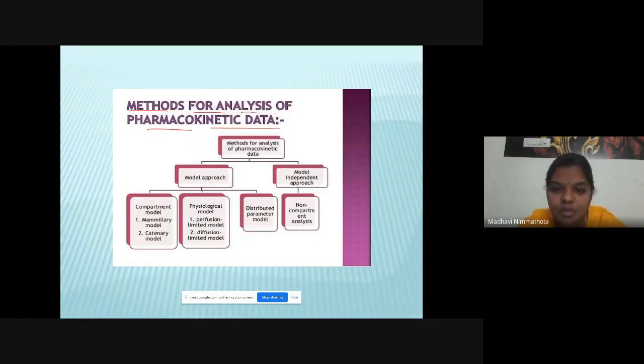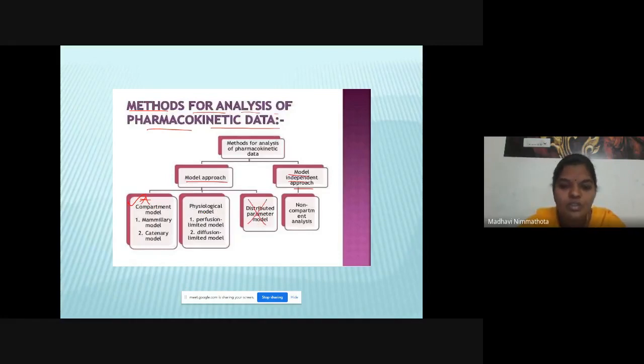See, methods for analysis of pharmacokinetic data will be classified into two types: model approach and model independent approach. So what do you mean by model approach? This will be a particular model. Again, this model approach will be classified into three different types: compartment models, which are very important, physiological models, and distributed parameter model.